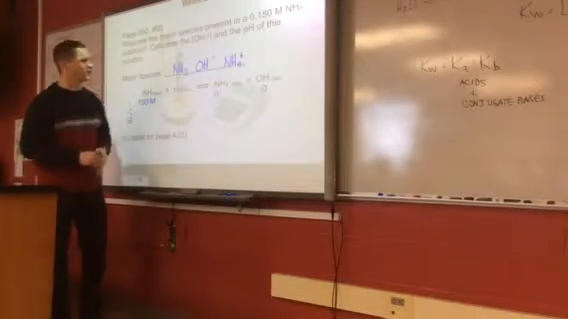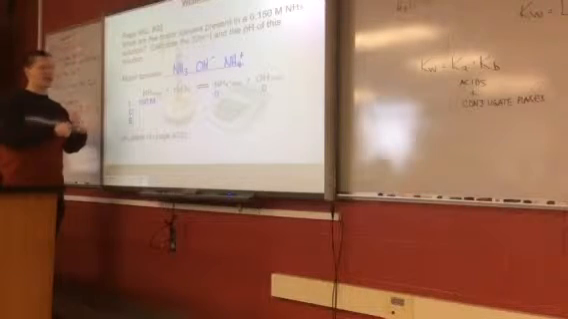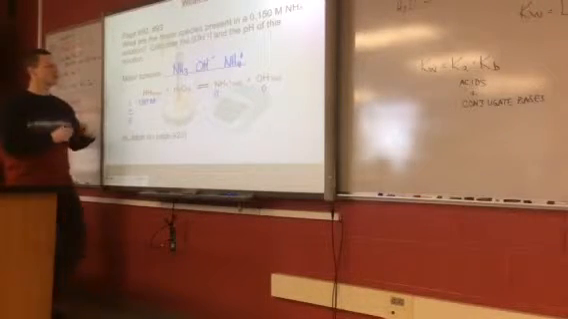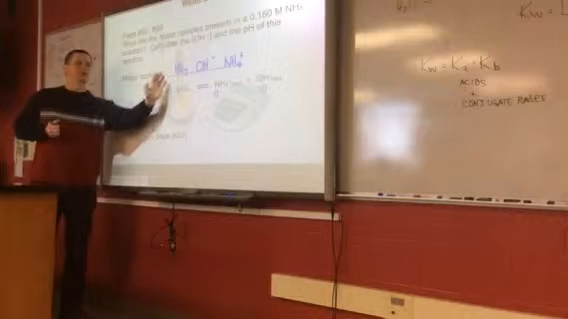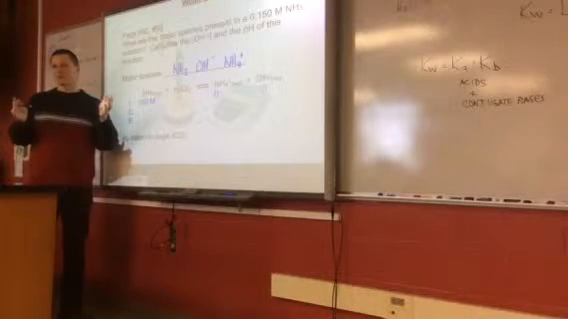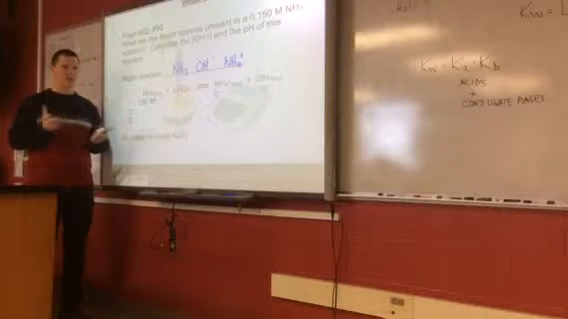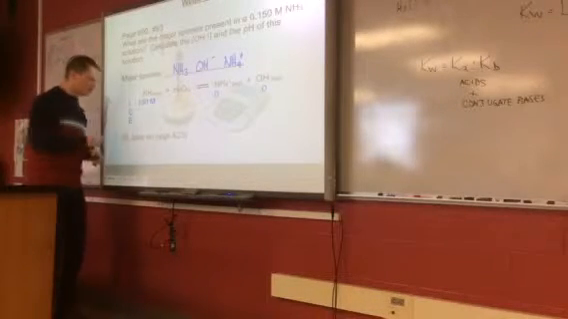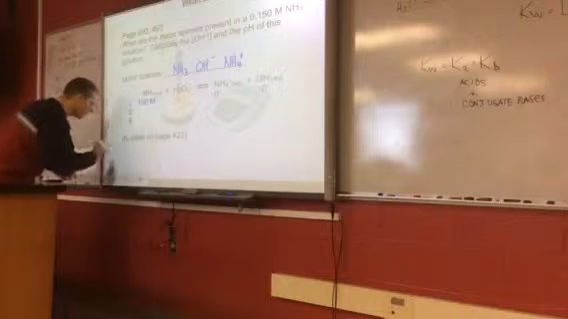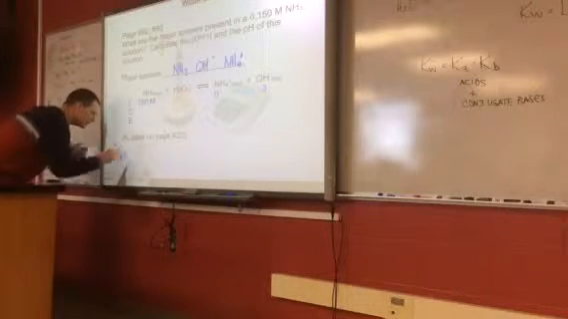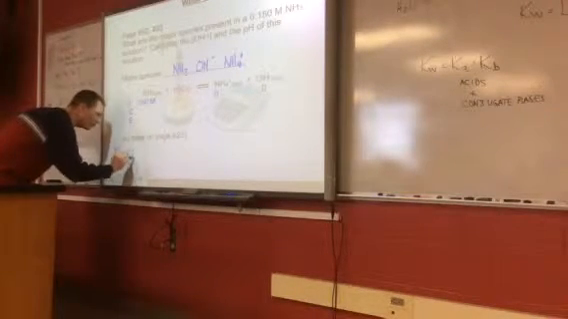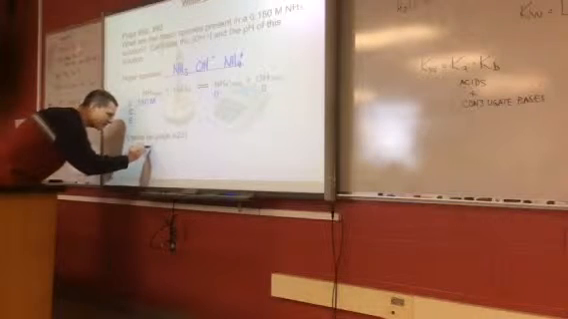So what we have here is we have an ice table. Because it's a weak acid, it's not a weak acid, it's a weak base, it will proceed to the right a little bit and then stop. We'll need a Kb value because it's not strong. And so the Kb value for ammonia, it's in the table on page 823. 1.8 times 10 to the negative fifth.